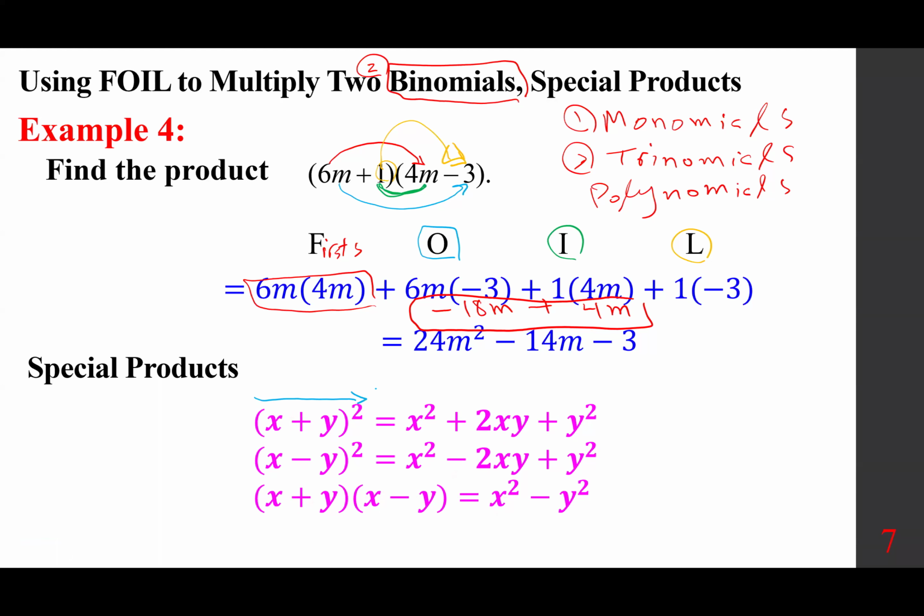So this is multiplication. The reverse process is factoring. That's why you need to know the special products, because they will help with factoring.